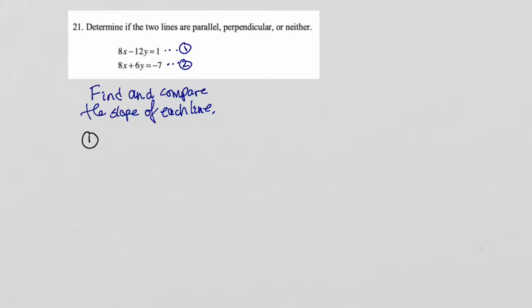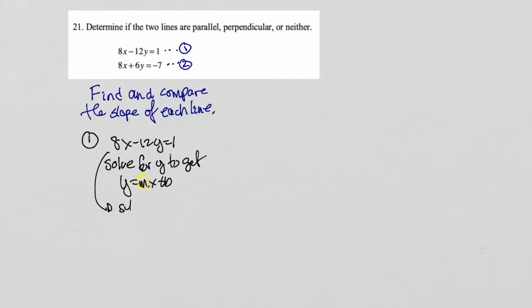So for line number 1, we've got 8x minus 12y equals 1. Let's get it into the form y equals mx plus b, so let's solve for y, because then we can look at the slope. Let's subtract 8x. So we'll get negative 12y equals, now I'm subtracting 8x, so negative 8x plus 1.